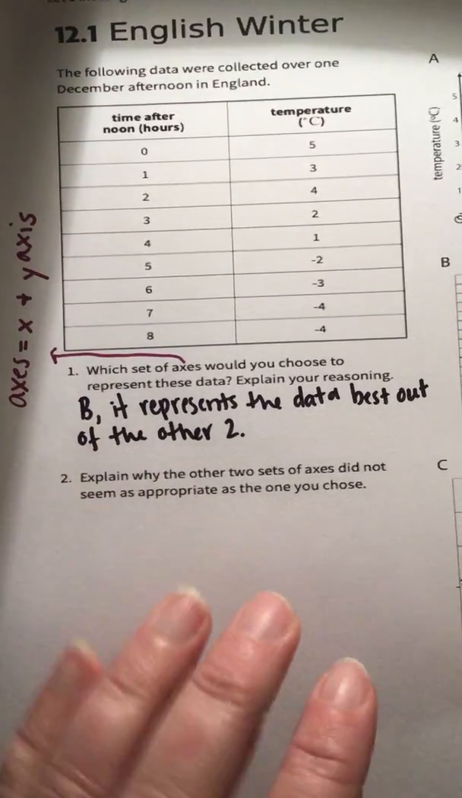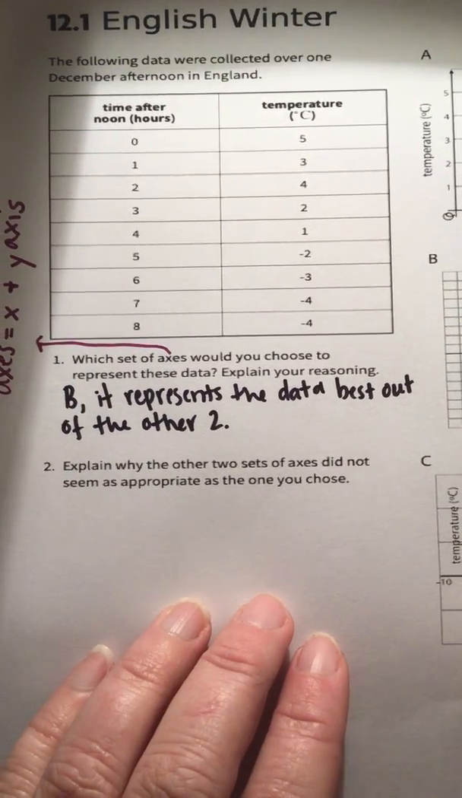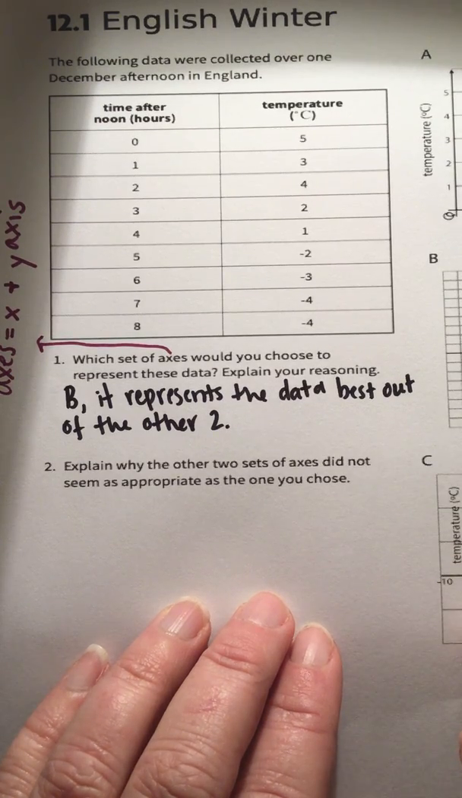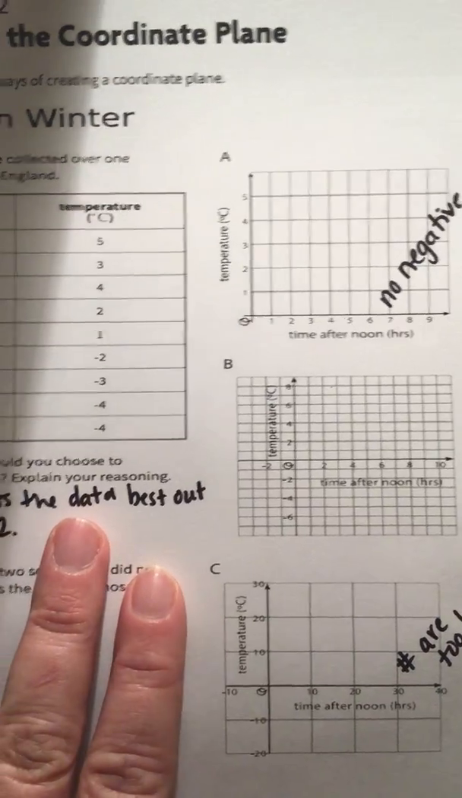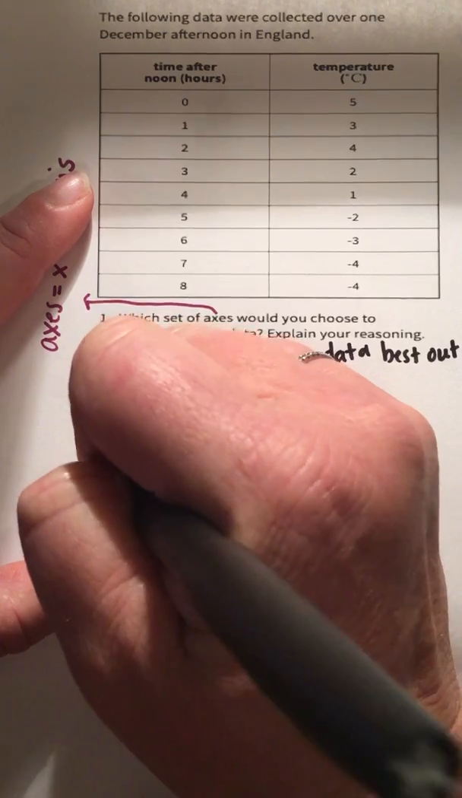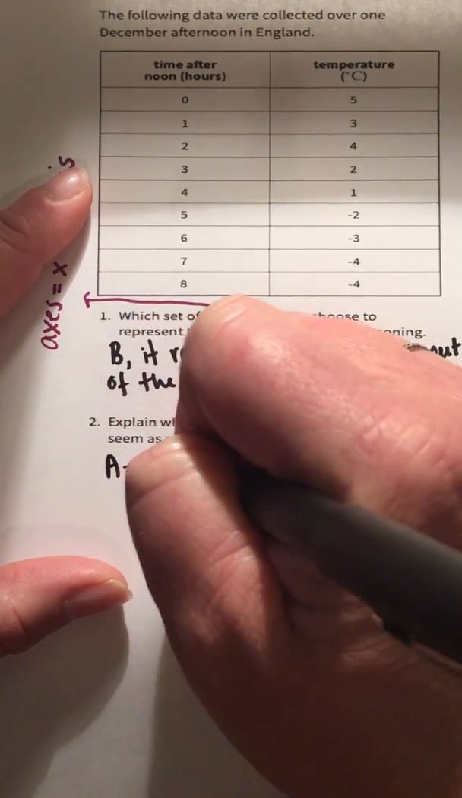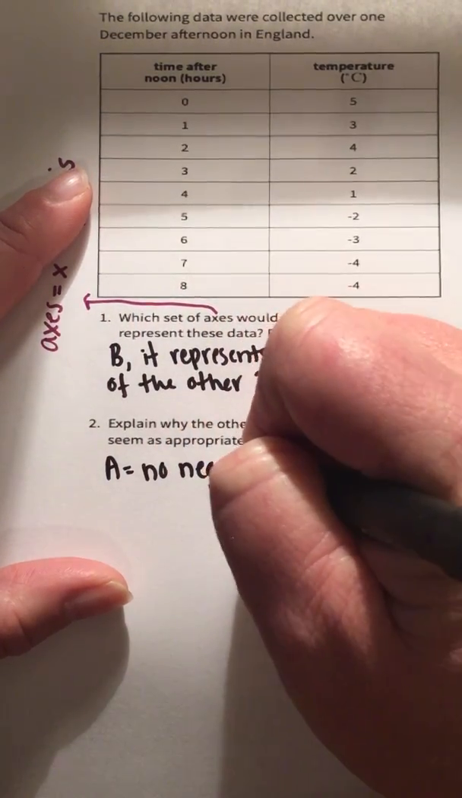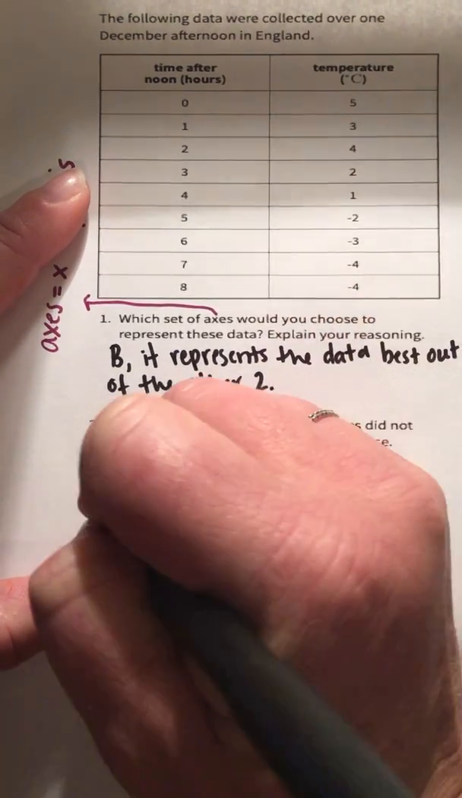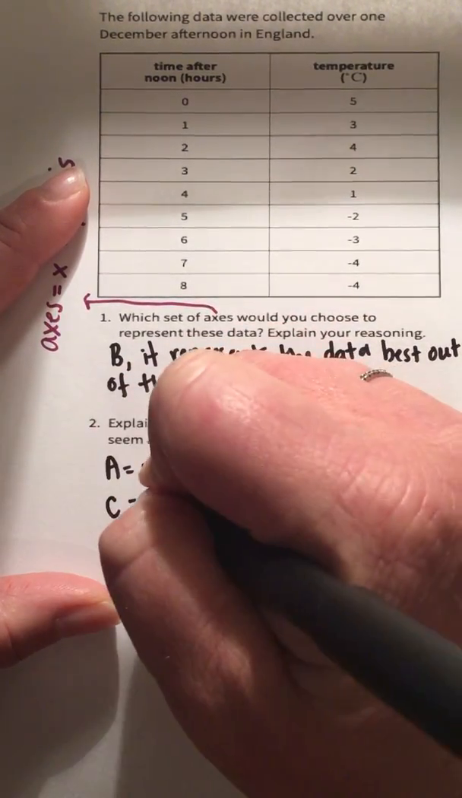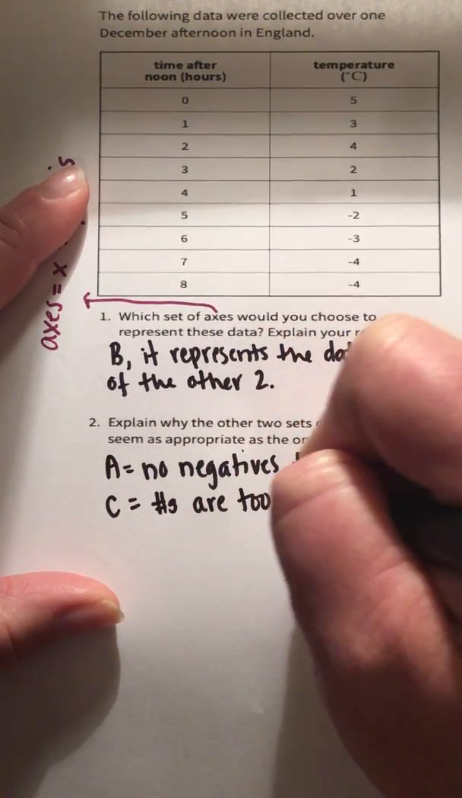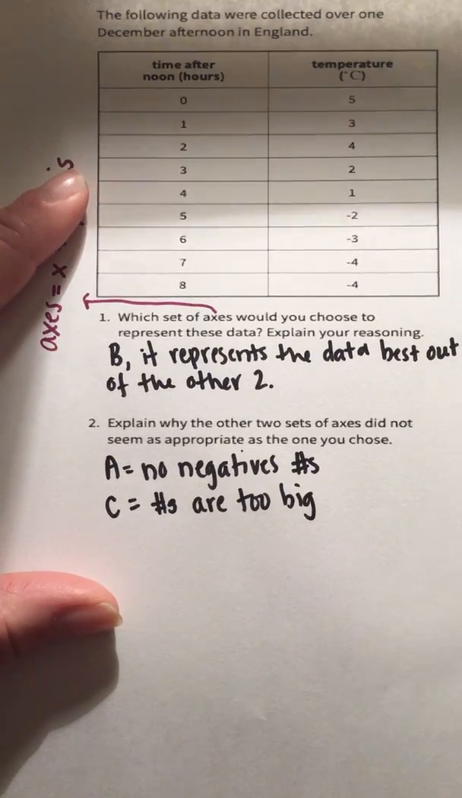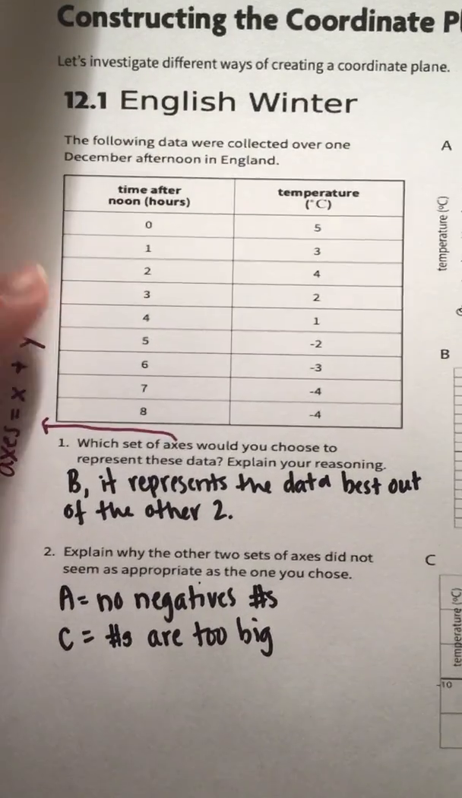All right, now for number 2, it says explain why the other two axes did not seem as appropriate as the one you chose. And again, A has no negative numbers, and C, the numbers are too big. So that is your explanation. A, no negative numbers, and C, the numbers are too big. All right, so that is the warm-up to get us thinking about the coordinate plane.